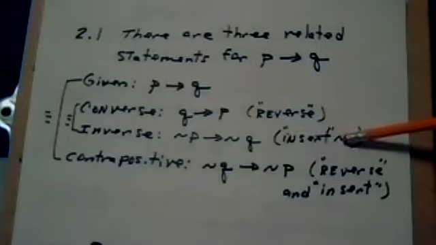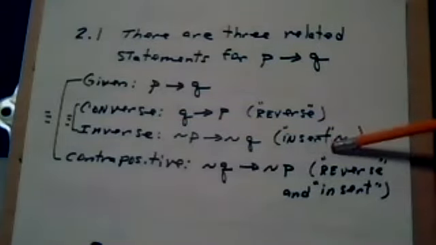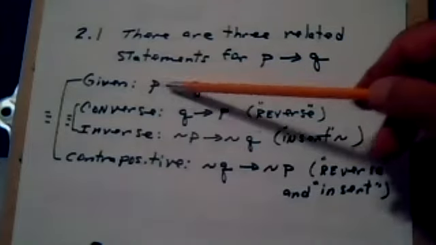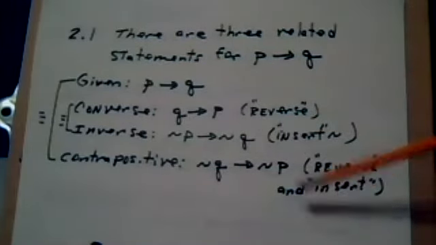For the inverse, notice it looks like the given, but you're going to insert a negation. So inverse, think of insert negation. The contrapositive form, the way you remember this, is that you do both. You reverse and insert. Notice I reverse the given logic variables, I switched them around, and I also inserted a negation. So for the contrapositive, you reverse and insert.